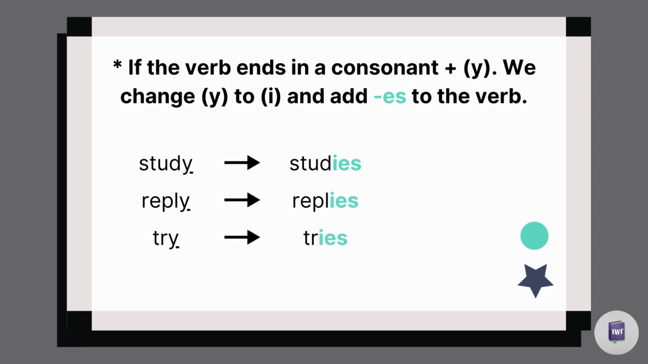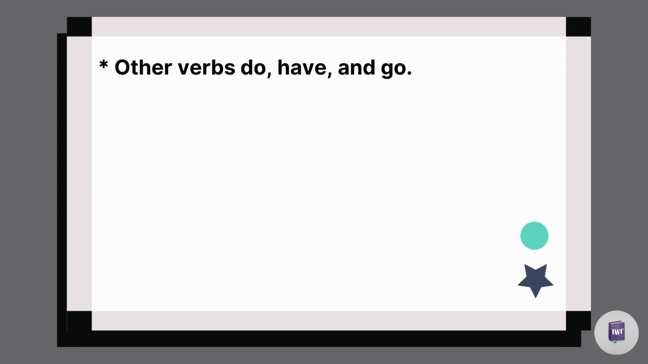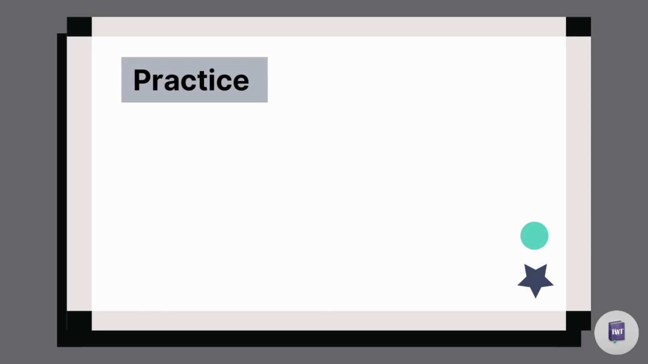Try, tries. And the last one, we have other verbs: do, have, and go. Here the verb changes completely. Let's see how. Do, does. Have, has. Go, goes. And that's it. Okay, you have learned how and when to use the present simple tense. So now it's time to practice.